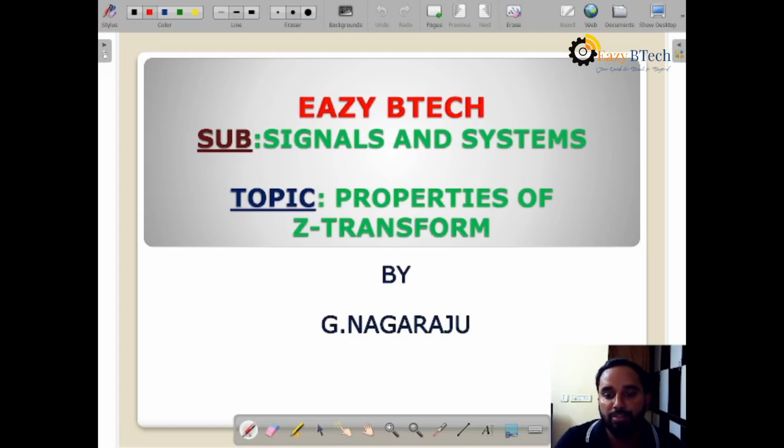We are discussing the subject signals and systems, and today's topic is properties of Z transform that we are going to see.